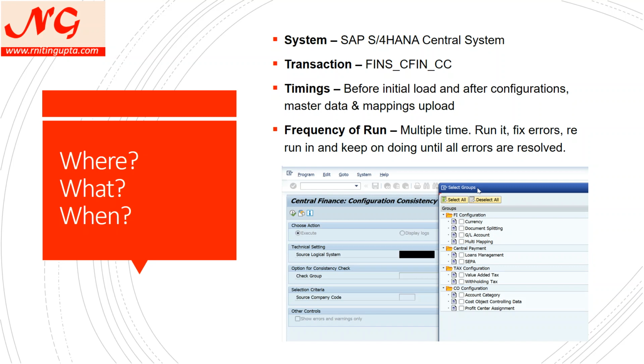Next is the GL account. It is specifically meant for open item management, because if the GL accounts in the source and the CFIN are mapped together, they should be similar in terms of open item management. If the source GL account is created as open item managed and it is mapped to a CFIN GL account, that should be open item managed also. Otherwise, it gives a map error.